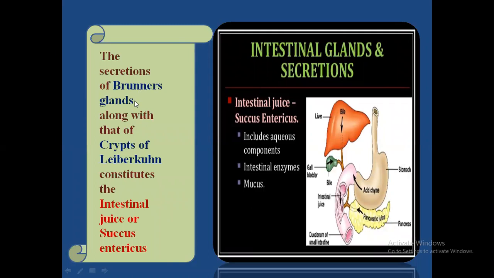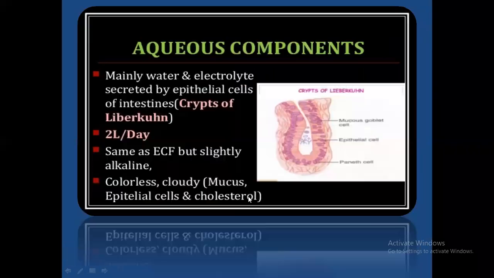The secretion of Brunner glands along with that of crypts of Lieberkuhn constitutes the intestinal juice. These two glands, Brunner glands and crypts of Lieberkuhn, are producing substances. These substances are combined together, and that we call intestinal juice. Another name for the intestinal juice is succus entericus. Succus entericus is aqueous in nature. It consists of intestinal enzymes and also mucus.